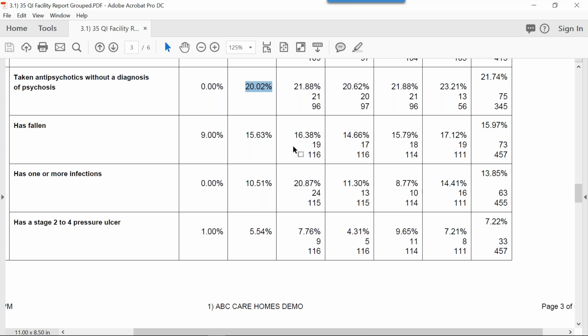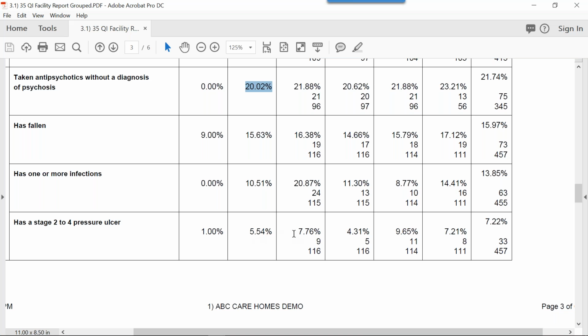Now look at the rate here that we're looking at. You can see fall rate. The Health Quality Ontario says should be 9%. The provincial average is close to 16%. And you can see that I'm very close to that provincial average, gone up a little bit in the last quarter. Infections, I was at 21. You can see I've managed to bring that down.